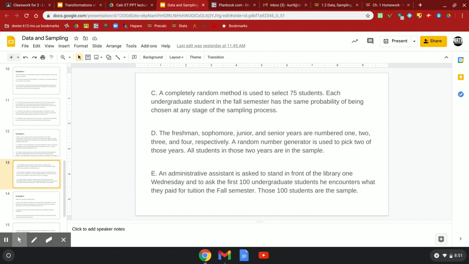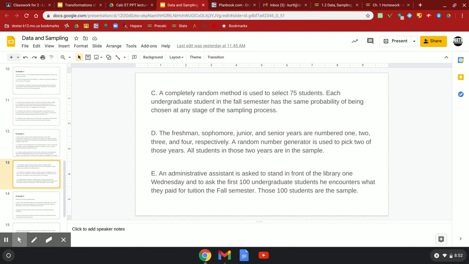And finally, we have an administrative assistant who is asked to stand in front of the library one Wednesday and ask the first 100 undergraduate students he encounters what they paid for tuition the fall semester. Those 100 students are in the sample. That's a pretty convenient sample. We don't really like that sample. It's not going to be a good representative of what everybody is paying. Just anytime I'm using convenience to find a sample, I want to avoid that. So that would be an example of a convenience sample.